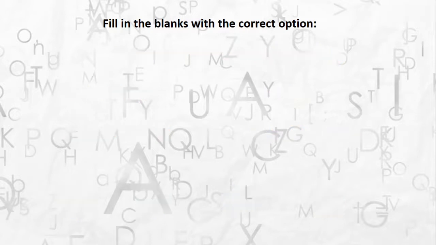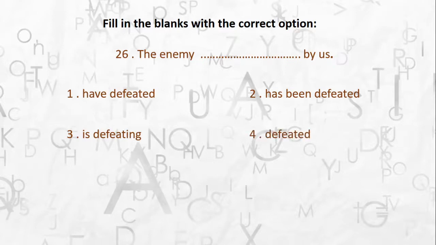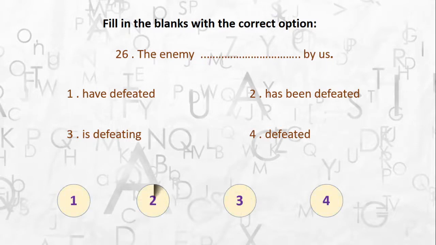Moving to the next example here, we have question number 26 in this video. The enemy dash by us. So is it the enemy have defeated by us? The enemy has been defeated by us? The enemy is defeating by us? Or the enemy defeated by us? So which one is the right one? So it is option number 2. Has been defeated. So you will say the enemy has been defeated by us.